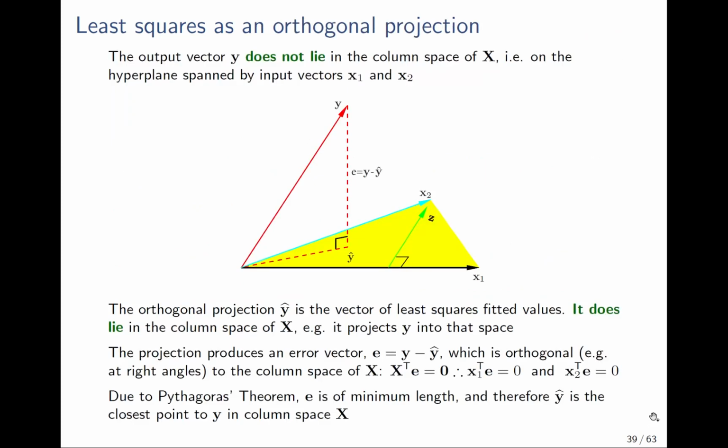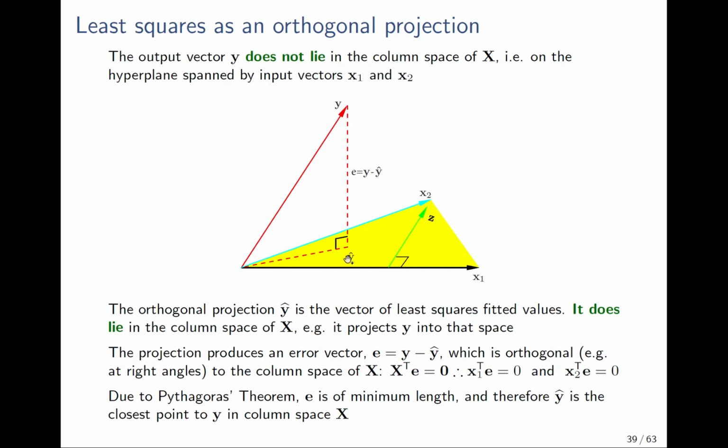So as I said, in this diagram, X only has two columns, x1 and x2. As we've said, our output vector y doesn't lie in the column space of x. It's sitting up here above the hyperplane. What least squares does is it creates an orthogonal projection of y into the subspace, into the column space of x. And it does that through y hat. Y hat is in the column space of x. You can see it sitting down here. It does lie in that column space because it can be expressed as an exact combination of x. And so what least squares does is it projects y into the column space. That's the way we can view it.